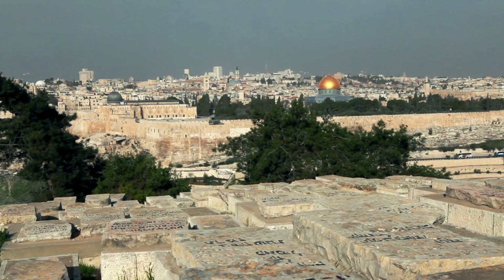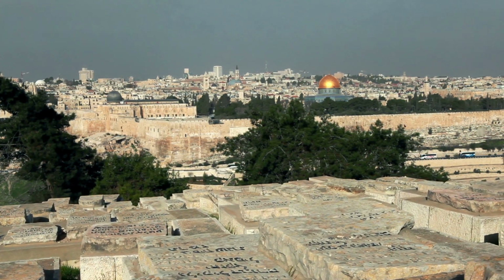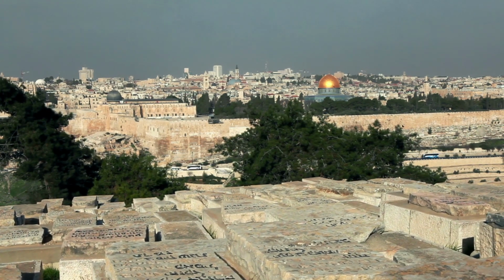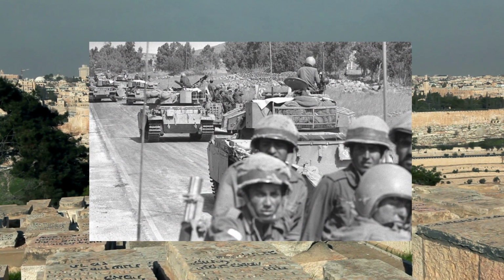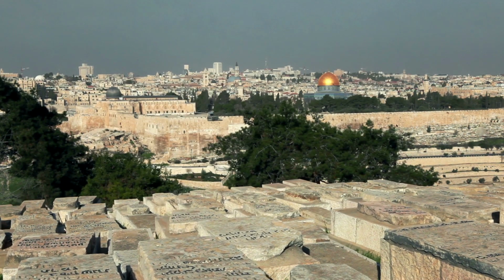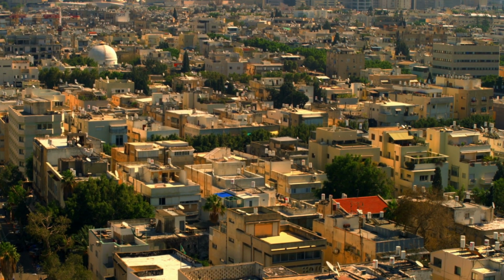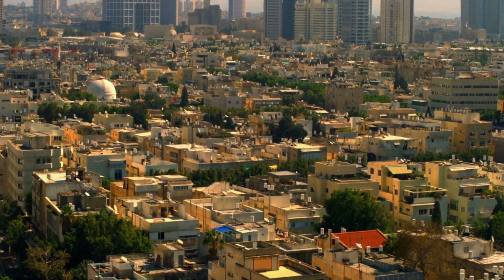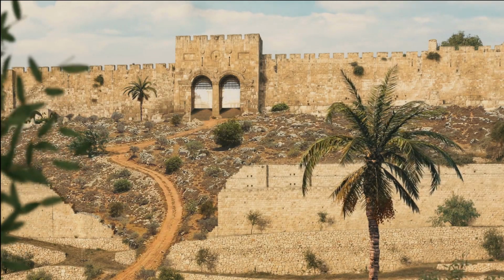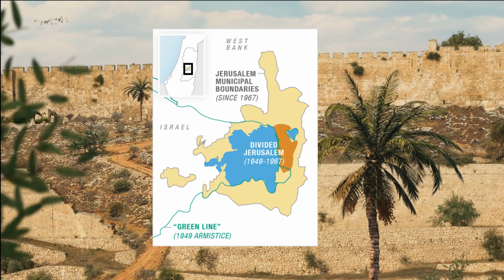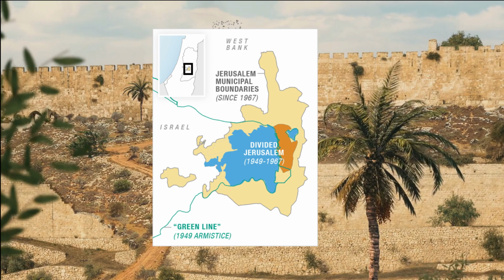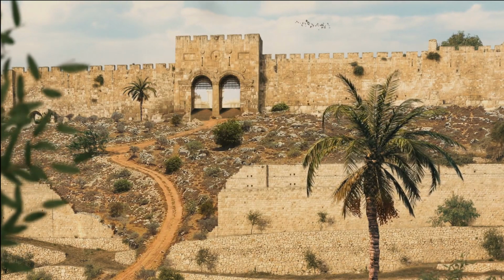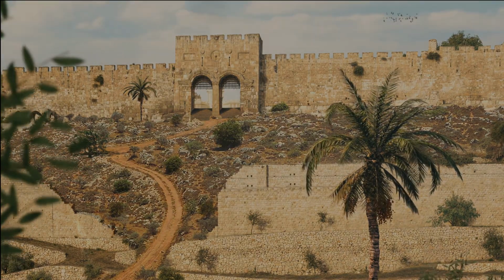The city was divided between Israeli and Jordanian control from 1948 to 1967. After the Six-Day War, Israel took full control, unifying the city under Israeli rule. However, this act was not recognized internationally, as many countries maintain embassies in Tel Aviv rather than Jerusalem. Palestinians seek East Jerusalem as the capital of their future state, while Israelis assert that Jerusalem must remain the undivided capital of Israel. The question of Jerusalem's status remains a fundamental point of disagreement in peace negotiations.